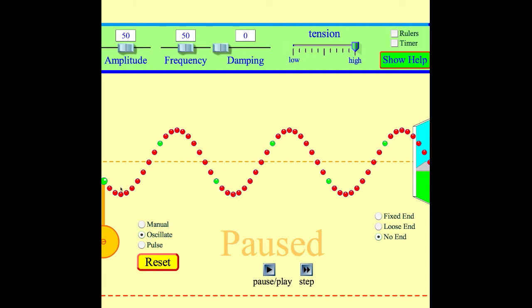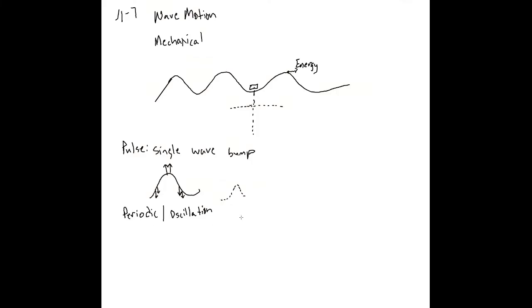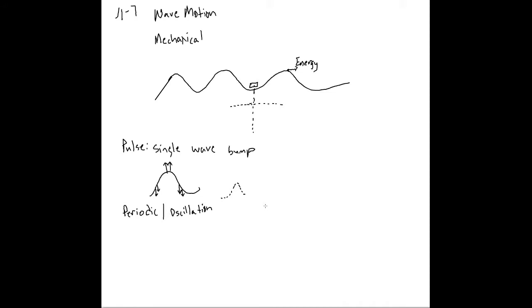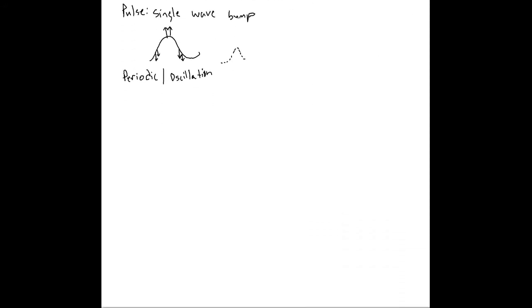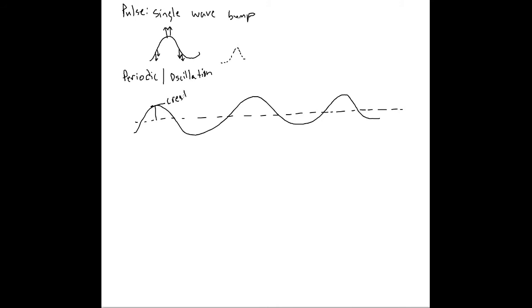Okay? So, let's come back here and let's draw a simple wave here. It's not a very good wave, but you get the idea. And here is my equilibrium point. So, I've got my amplitude, I've got a crest, and I've got my trough.